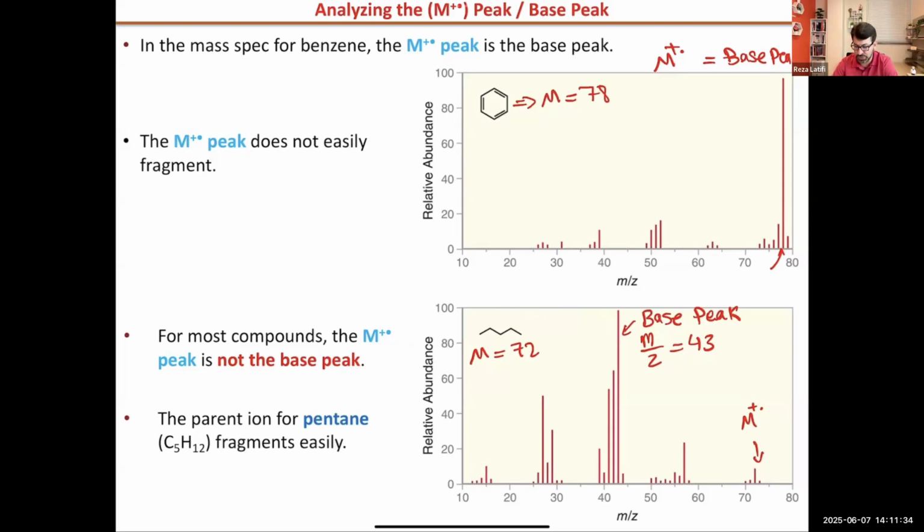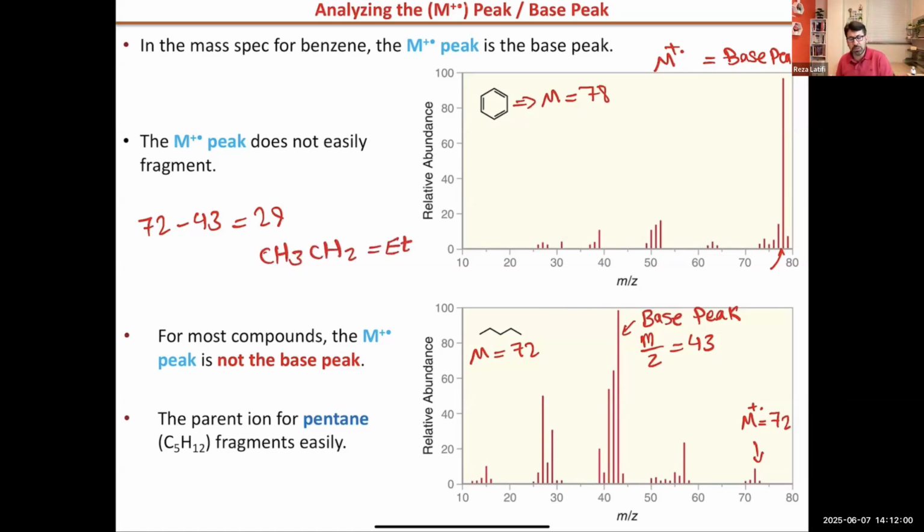But if I subtract the M over Z for the molecular ion peak and the base peak, I will get this: 72 minus 43. I will get 29. 29 is equal to the mass of CH3CH2, or an ethyl group.